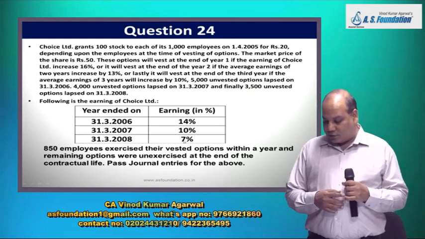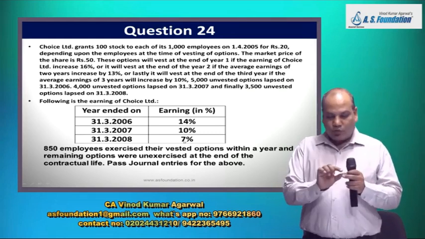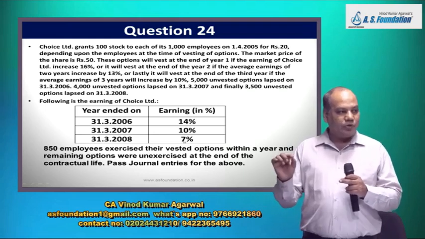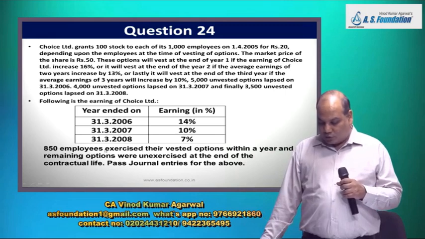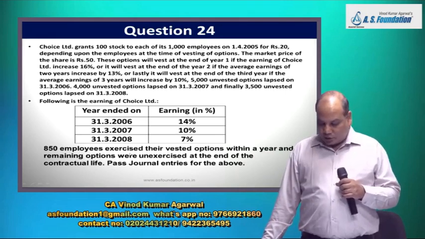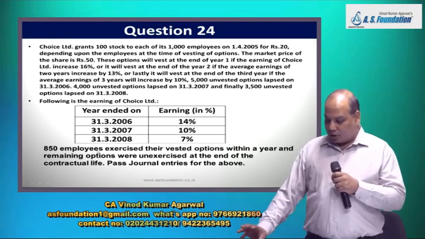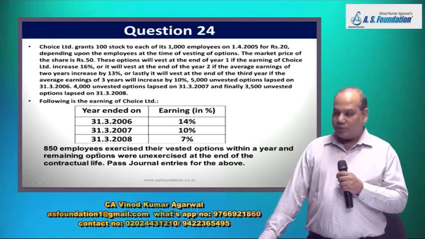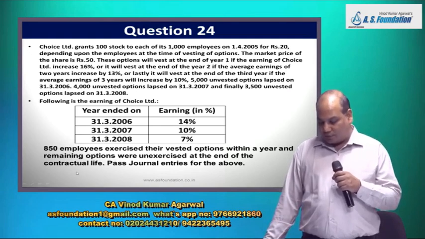850 employees exercise their vested options within a year. So 1 year time is allowed to the employees to take a decision whether they want to buy or not. So 850 employees exercise their options. 850 into 100, so 85,000 shares will have to be issued and the remaining options will lapse. The remaining options were unexercised at the end of the contractual life.